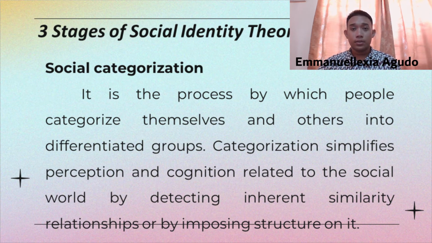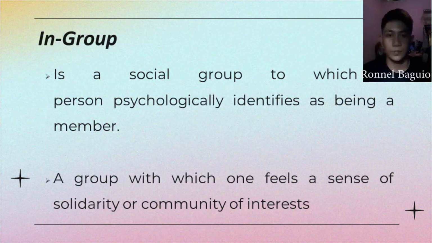Like a group of high school students, a group of senior citizens, a group of females, and a group of males, and so on. An in-group is a social group to which a person psychologically identifies as being a member, a group with which one feels a sense of solidarity or community of interests. An in-group is a group of people who identify with each other based on a variety of factors including gender, race, religion, or geography.